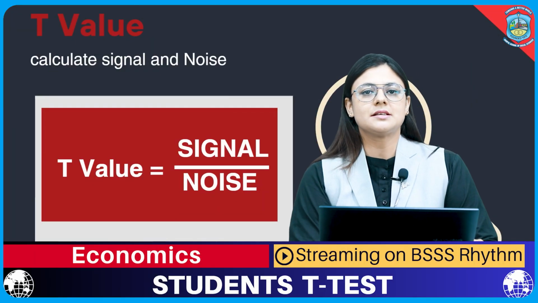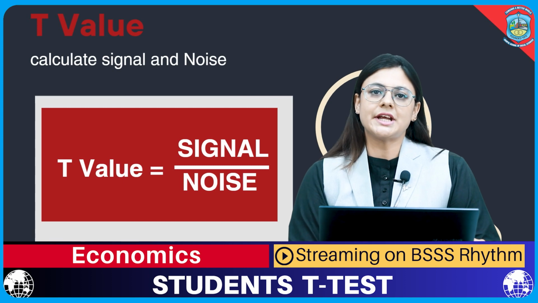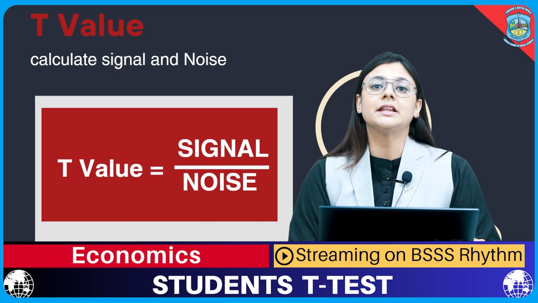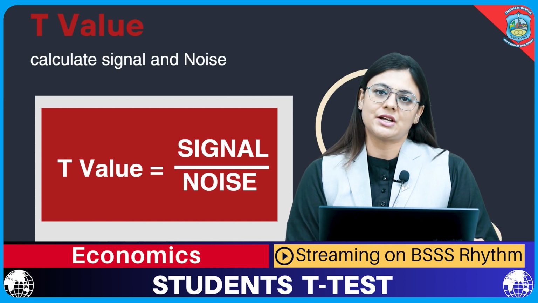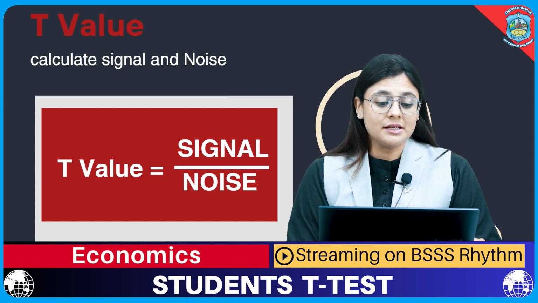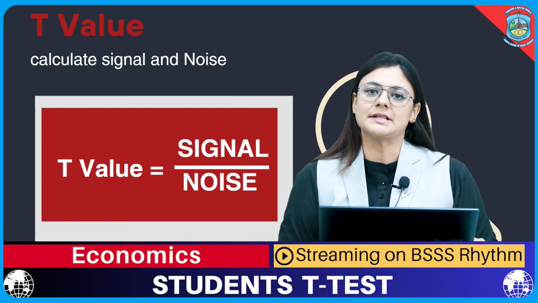So let us first understand what exactly a t-value is. The t-value is the ratio between the signal and the noise that we gain after completing our data collection. Now, what is signal and what is noise? How do we compute these two parameters? Let's see.